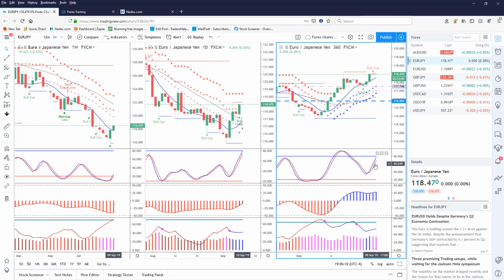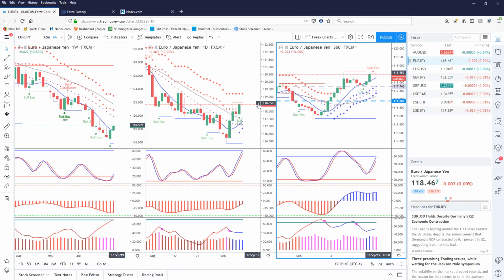You can also see over on the 360 chart that this stochastics is also going up. So this just actually confirms to me that there is still some momentum here. Okay, so what I would want to see is for price to come up to right around 119.17. Then I would like to see a retracement.